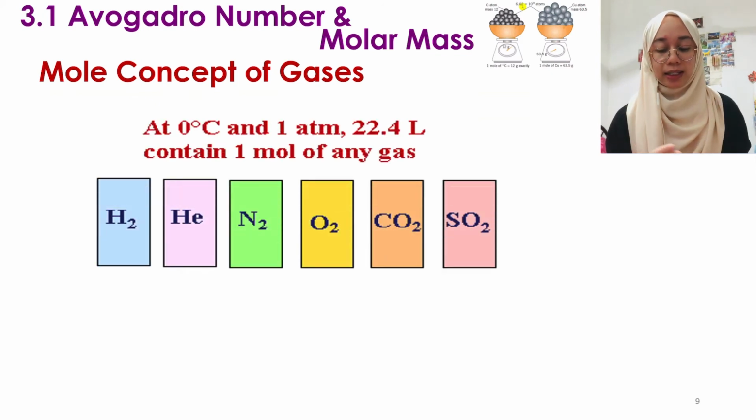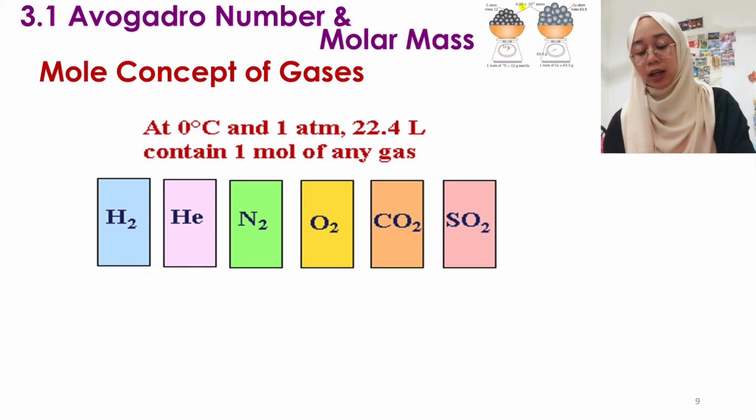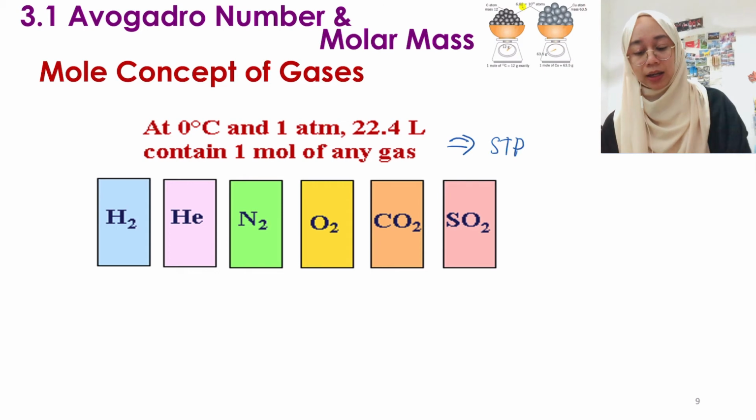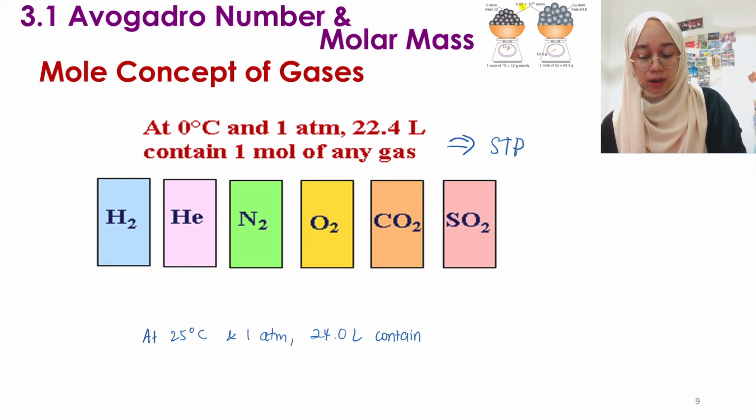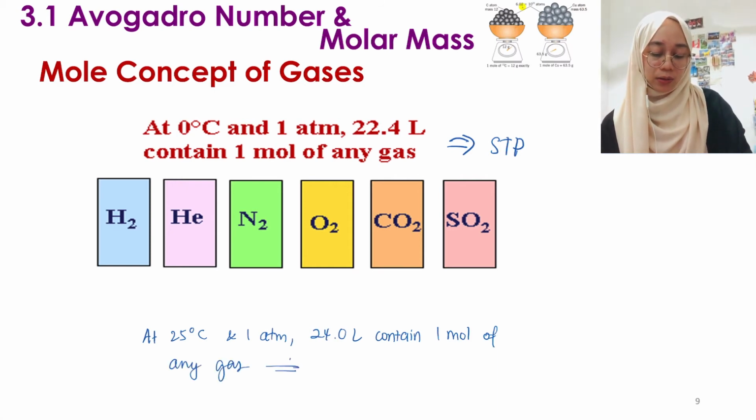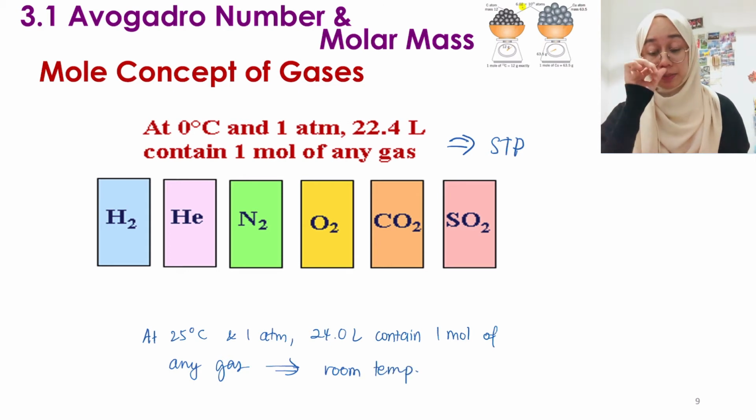Okay, so now ini just nak bagi tahu lah. So at 0 degrees and 1 atm, 22.4 liter contain 1 mole of any gas. Okay, so kalau 1 mole of H2 ni bermaksud dalam ni ada 22.4 liter lah of hydrogen gas. Okay, same goes to the other thing. So ini adalah untuk STP lah. Okay, meaning kalau untuk room temperature at 25 degrees Celsius and 1 atm, so 24 liter contain 1 mole of any gas. Okay, yang ni pula adalah untuk room temperature punya condition. Kadang-kadang dia akan tulis RTP. Okay, tapi mesti start macam ni lah, room temperature.